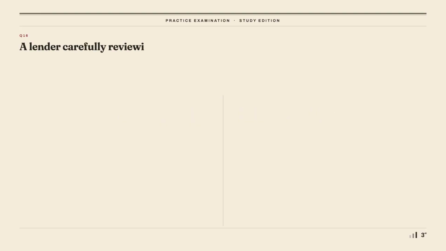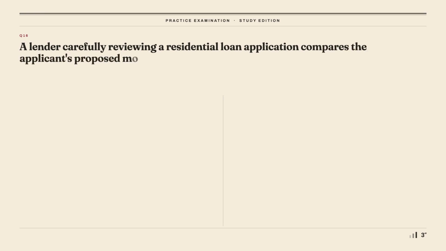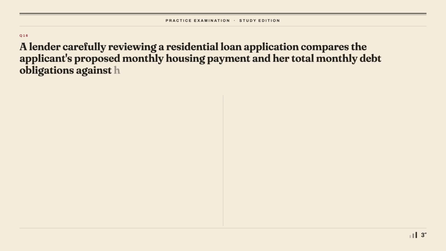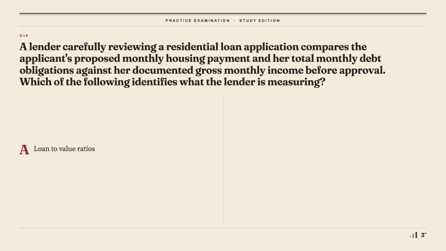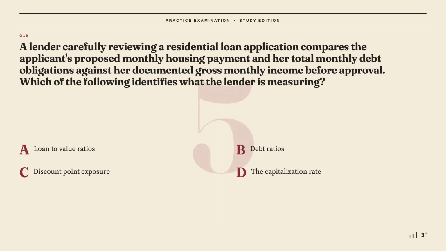Question 16. A lender carefully reviewing a residential loan application compares the applicant's proposed monthly housing payment and her total monthly debt obligations against her documented gross monthly income before approval. Which of the following identifies what the lender is measuring? Your options are A. Loan-to-value ratios, B. Debt ratios, C. Discount point exposure, D. The capitalization rate. Got a guess? Lock it in.